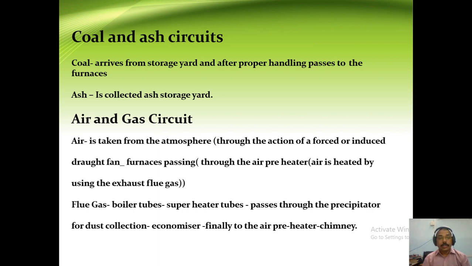Talking about the air and gas circuit, air is taken from the atmosphere through the action of forced or induced draft fans for furnaces, passing through the air preheater. Flue gas passes through boiler tubes, superheater tubes, then through the precipitator for dust collection, economizer, and finally to the air preheater and chimney. So this is the passage of the flue gases.